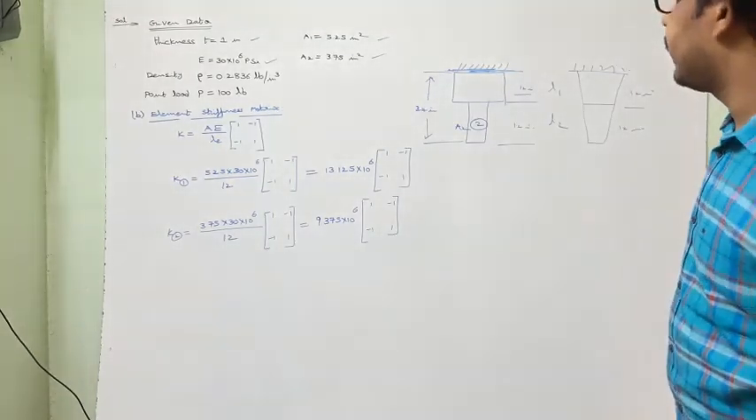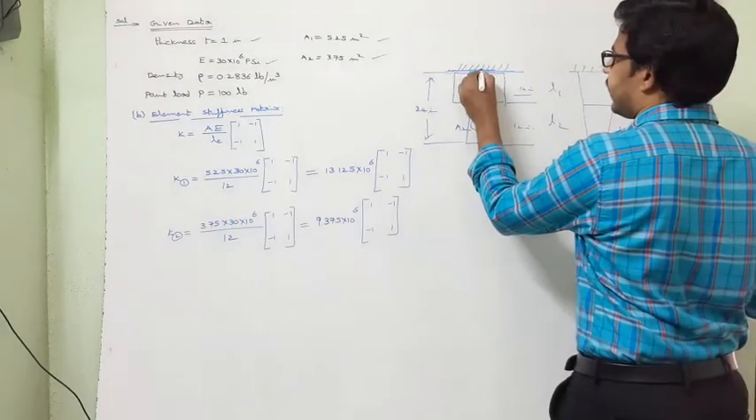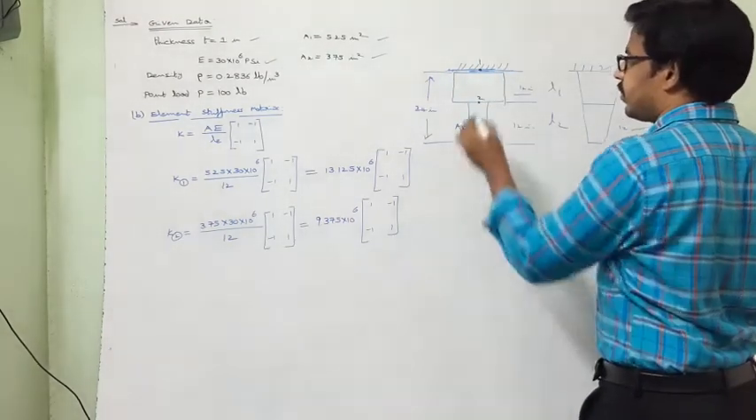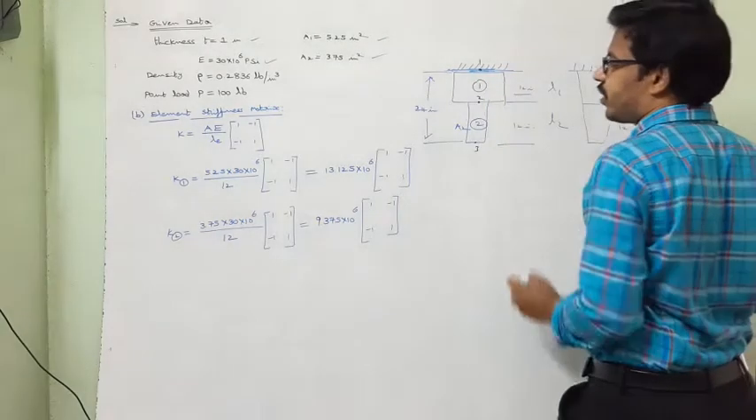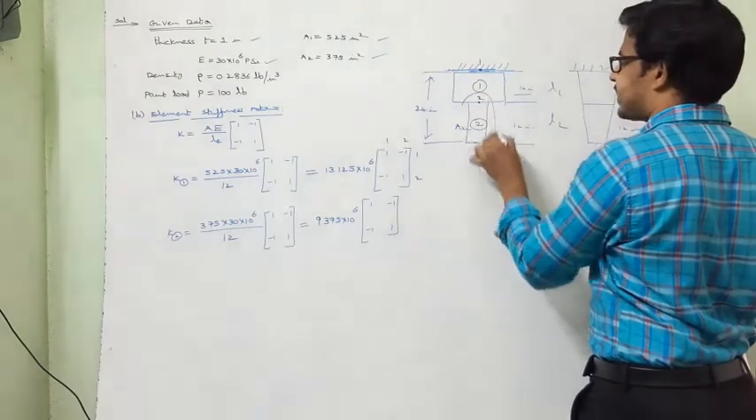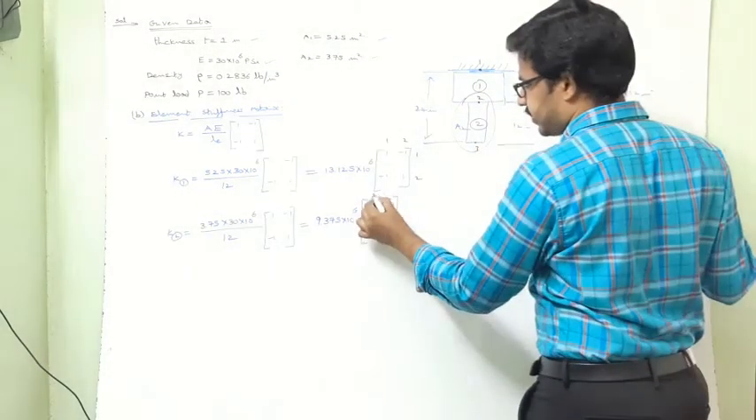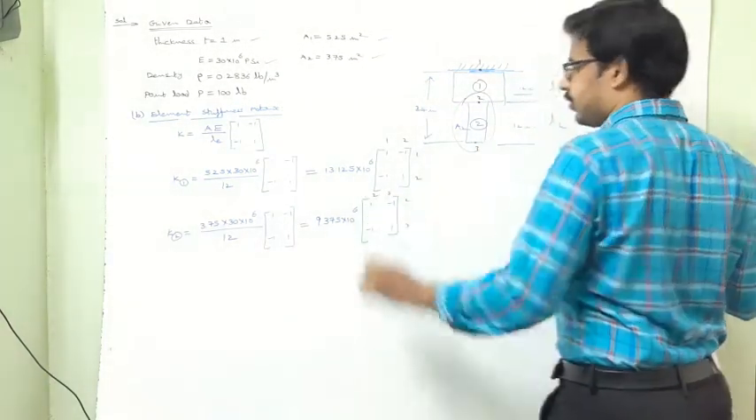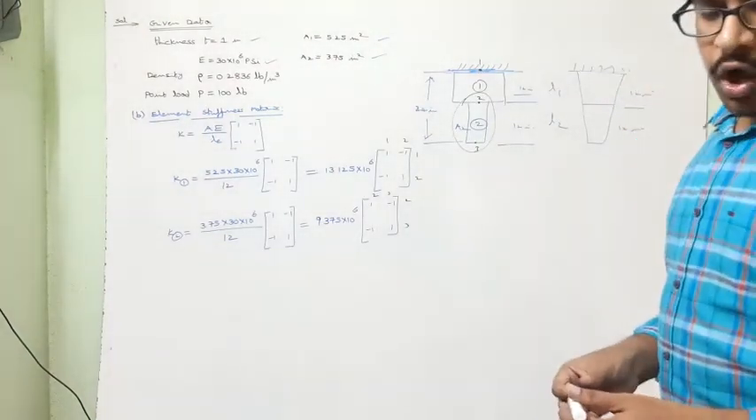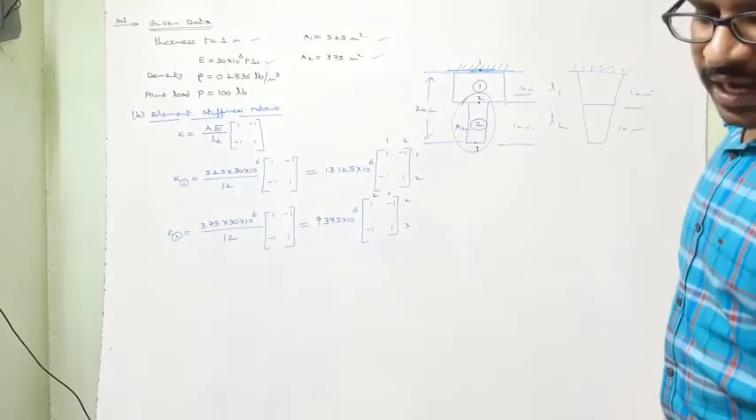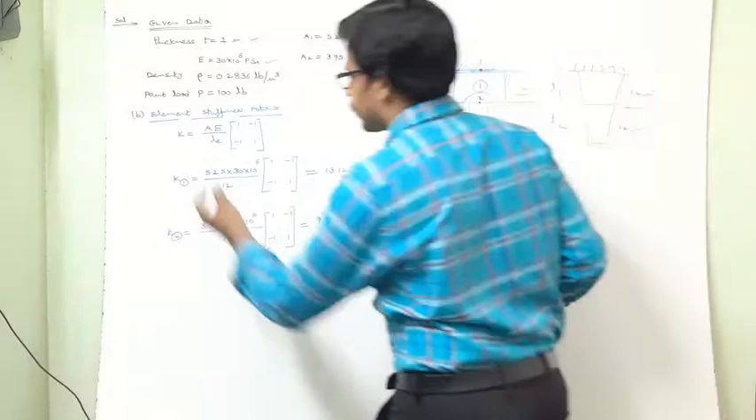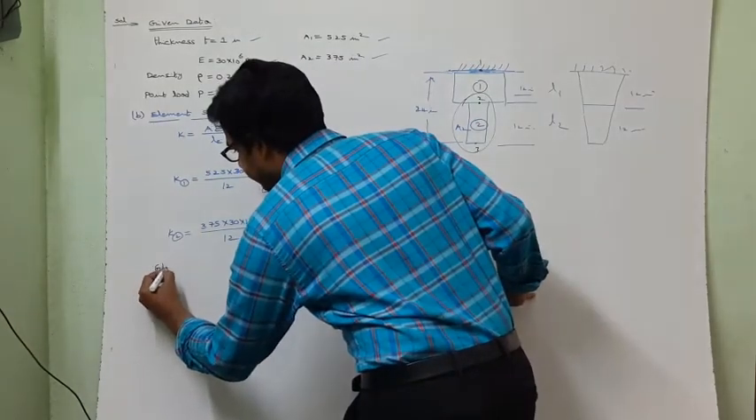So here this is the first node, this is the second node, and this is the third node. The first element has nodes 1 and 2, and the second element has nodes 2 and 3. Okay. Coming to the next step, we need to calculate the global stiffness matrix. So here, what is the global stiffness matrix?